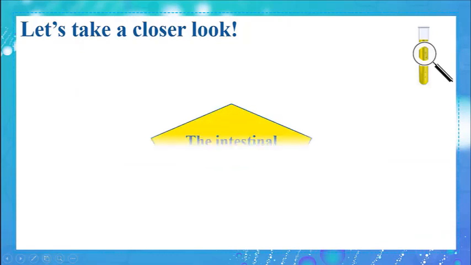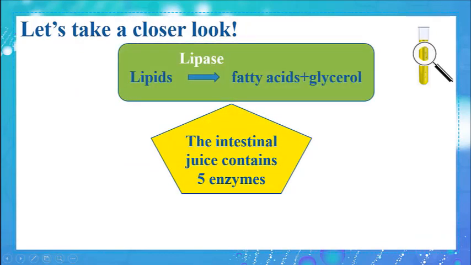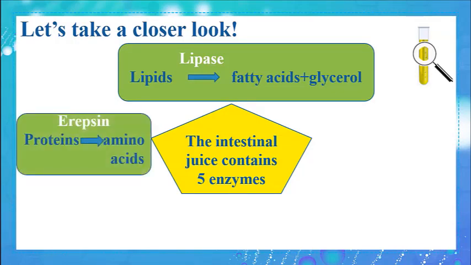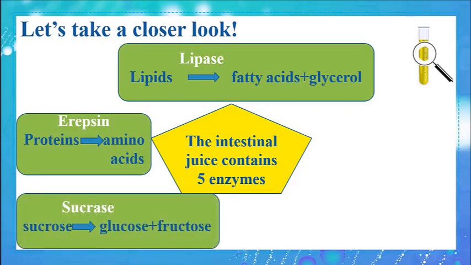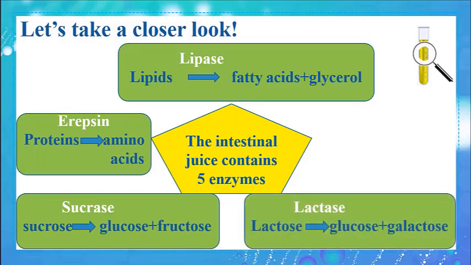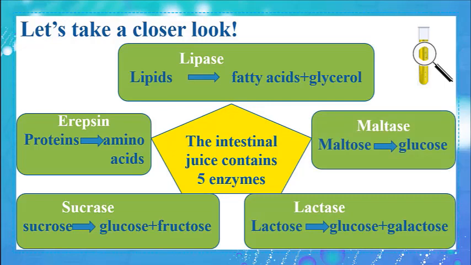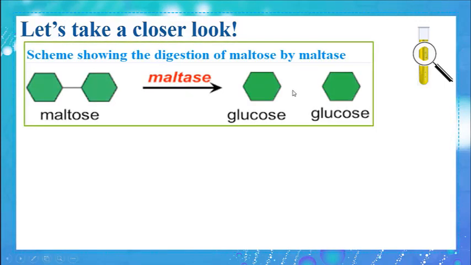There are 5 enzymes in the intestinal juice. Lipase, that transforms lipids into fatty acids and glycerol. Erepsin, that transforms proteins into amino acids. Sucrase, that transforms sucrose into glucose and fructose. Lactase, that transforms lactose into glucose and galactose. And maltase, that transforms maltose into glucose. So under the action of maltase, each maltose molecule will produce 2 glucose molecules.